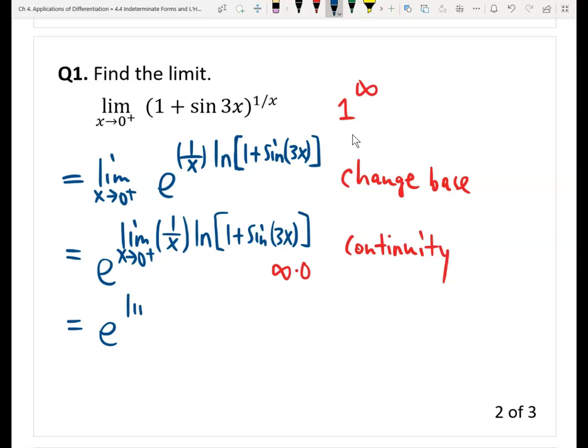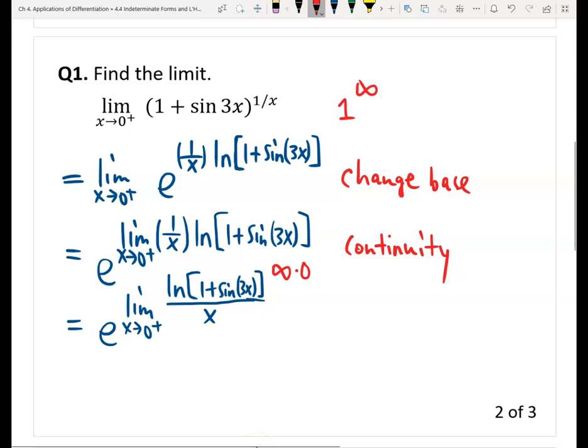Which quotient can we change it to? Of course, the easiest quotient is to directly put the x in the denominator. Can you see? So we have this: put the x here, so we have ln of the parenthesis 1 plus sine 3x, over x. Right? So now we have a quotient. Let's check again. This quotient, this time you see, is 0 over 0. What do we do? L'Hôpital's rule, right? So now we finally go to L'Hôpital's rule.